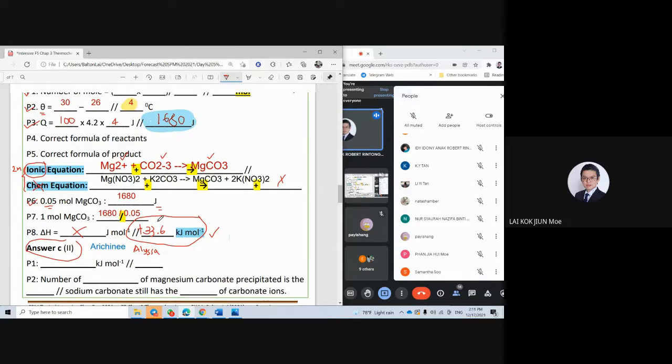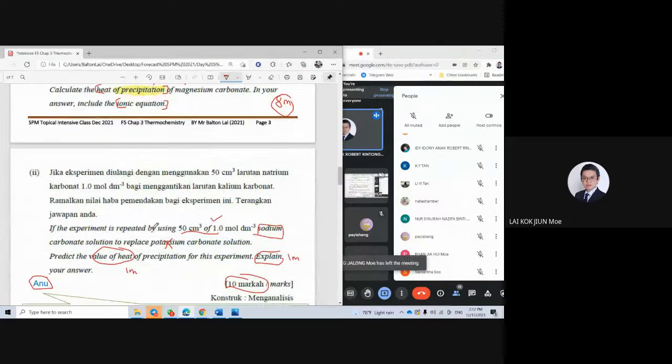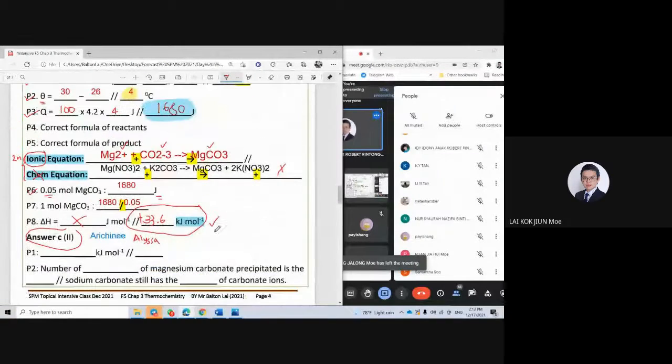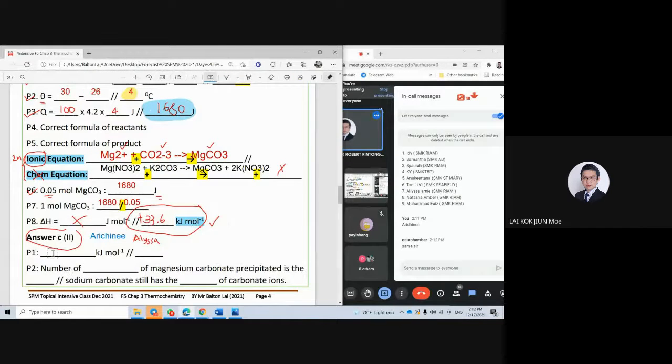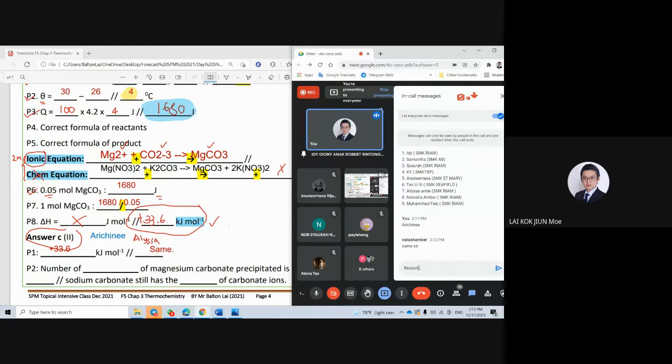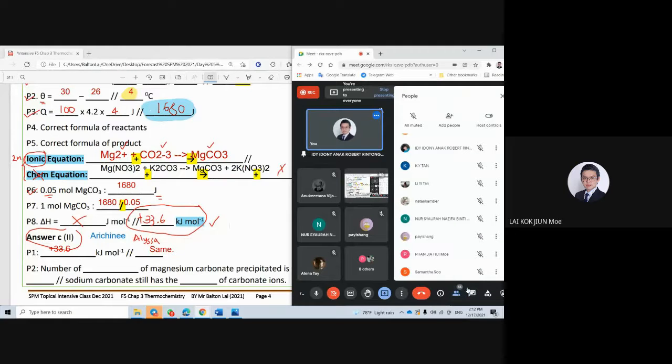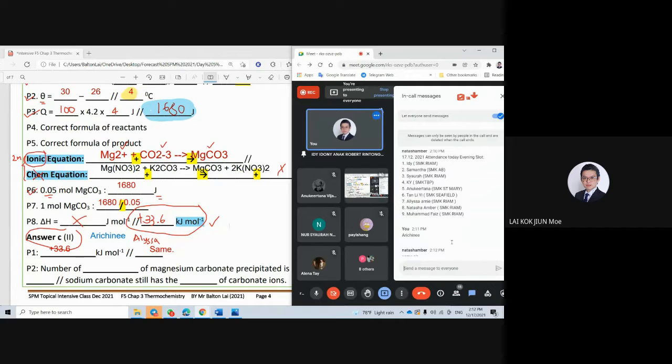Do you think the heat will be the same when we change it into sodium, not potassium anymore? Okay, same. Natasha says same. Very good. So you can rewrite the answer. You just write back the heat. It will be positive 33.6. Or you can say the heat is the same, no change. Okay, so because of what? Can you give a reason why you say same? Why same? Natasha?